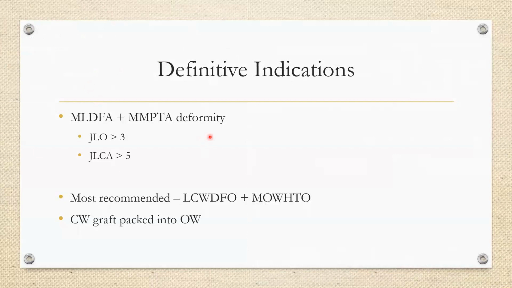So again, to reiterate, the most important risk factor and definite indication for double level osteotomy is LDFA as well as MPTA deformity, plus pre-op joint line obliquity of greater than 3 degrees and a joint line convergence angle of greater than 5. So of the various permutations and combinations, the most commonly recommended technique is the lateral closing wedge distal femoral osteotomy and a medial opening wedge high tibial osteotomy.